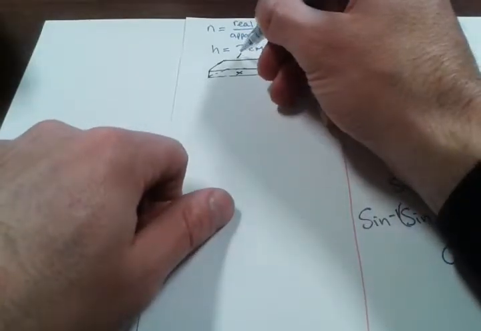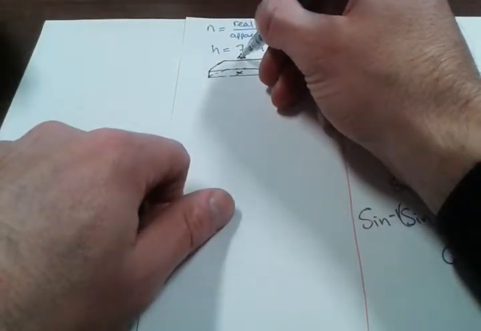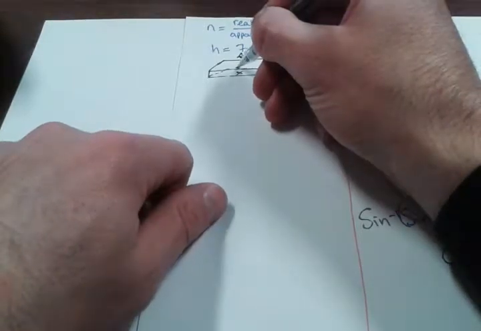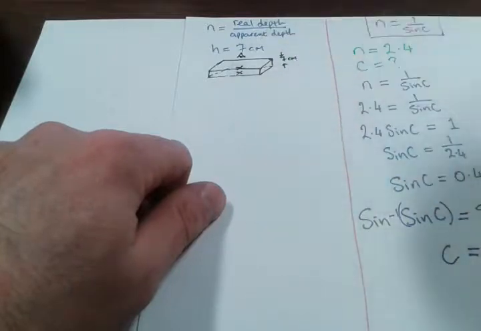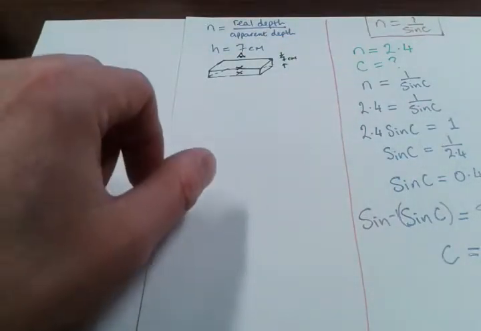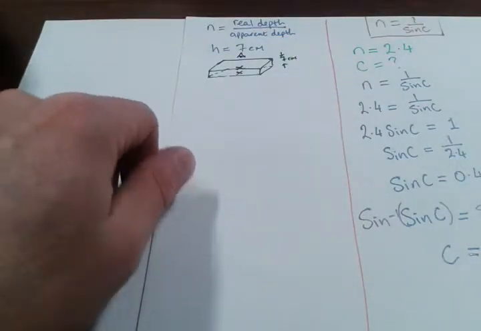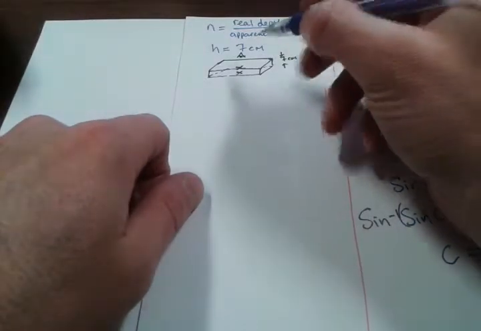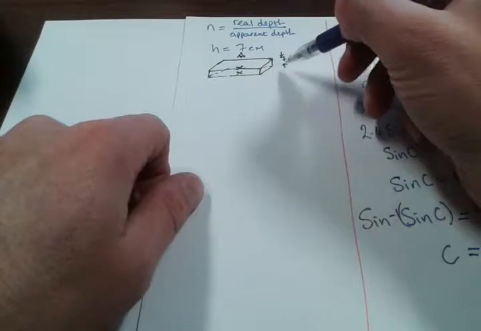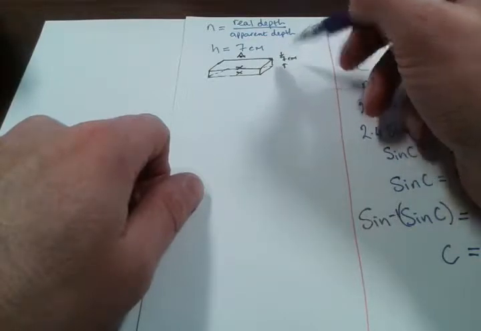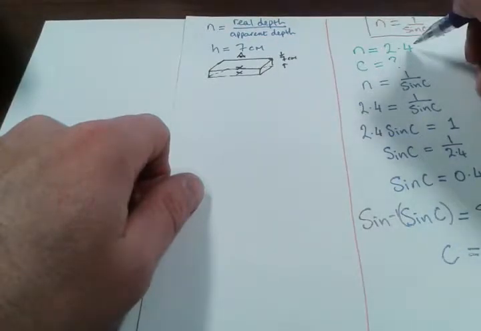So we're looking straight down this way, and we see the X somewhere higher up like this. And the reason is because there's refraction going on, and it's given us an apparent depth. And the question is, what's the apparent depth in this case? Well, the real depth of the X is 7 centimeters, and we have the refractive index as being 2.4.